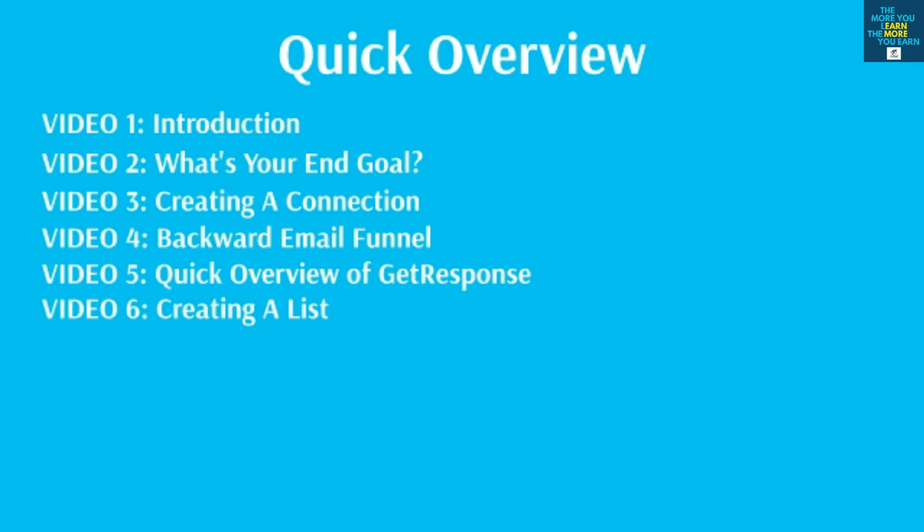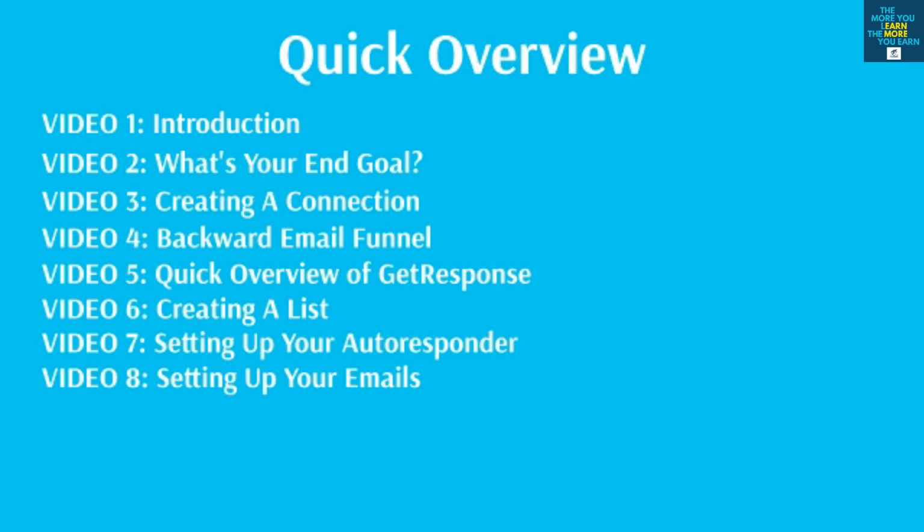Video number 6, we're going to talk about creating a list. So we're going to jump straight in. I'm going to show you how to create a list. I'm going to show you how to set up an autoresponder series in video number 7. Video number 8, we're going to show you how to set up your emails inside of GetResponse. How do you set up day 1, day 2, or based on how you want to set up these series, how do you set those up so that, let's say you have an email autoresponder series of 12 emails.